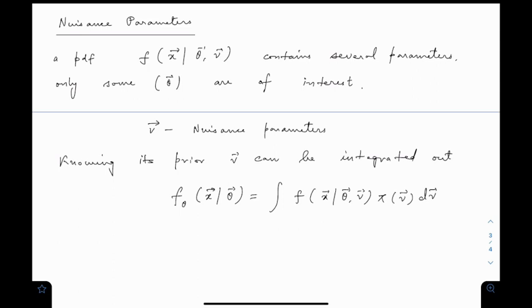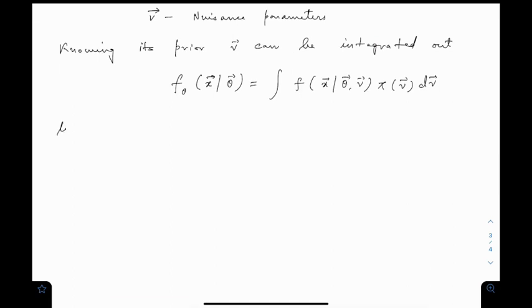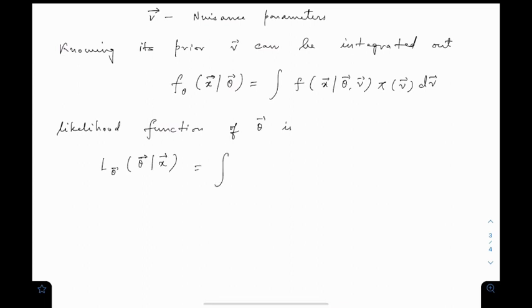The corresponding likelihood function for theta is given by this integration of the overall likelihood function weighted by the prior probabilities of the nuisance parameters, or in other words, the integral that we have just highlighted above.